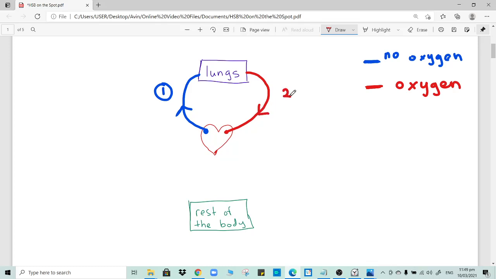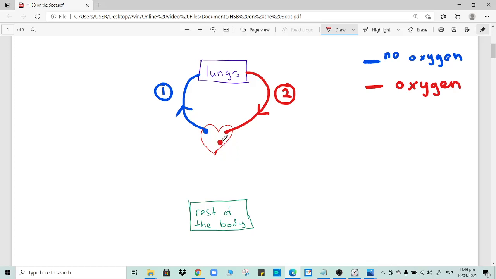So that's 2. And notice it's a red line. So it goes in blue, meaning it has no oxygen. Then it fills up on oxygen and comes out happy, filled with oxygen. And it goes back to the heart. So now the heart contains blood with oxygen in it. So it's happy. So what it will do now, it will share it with the rest of the body.